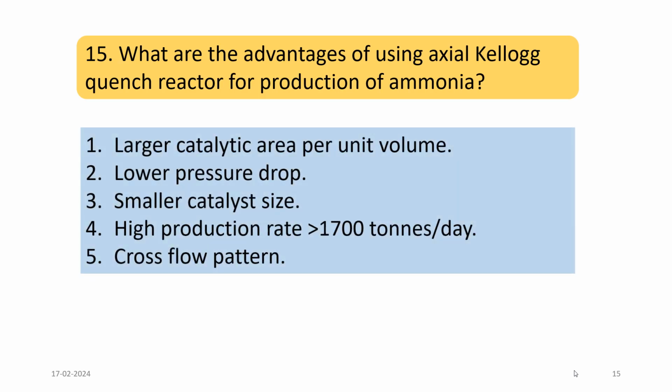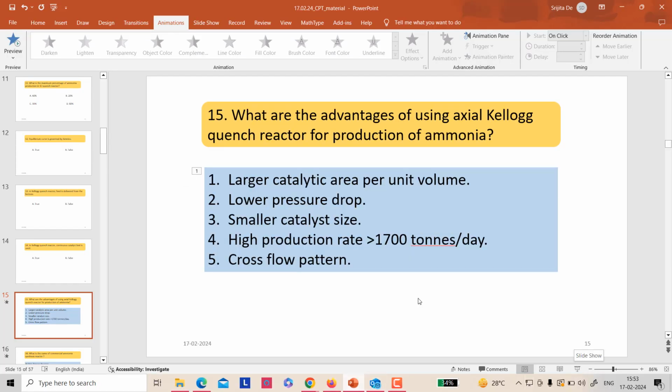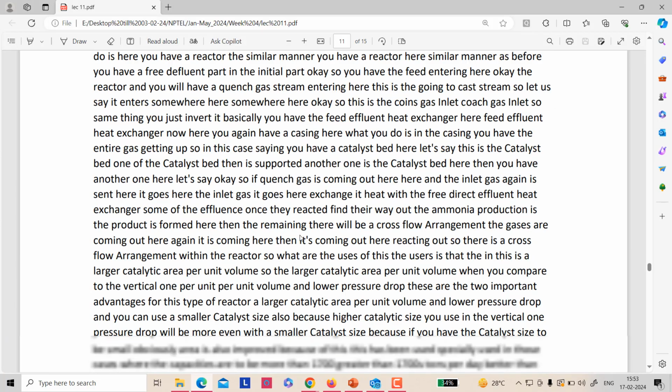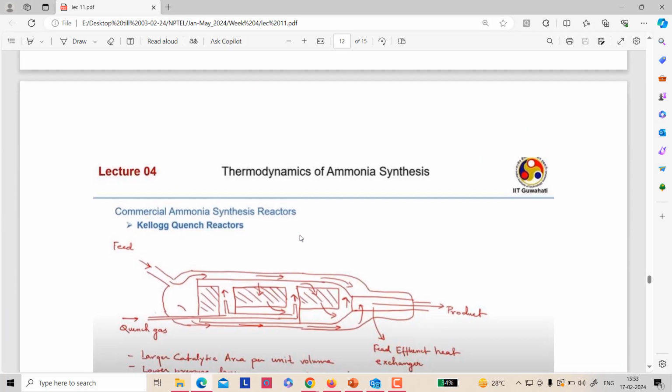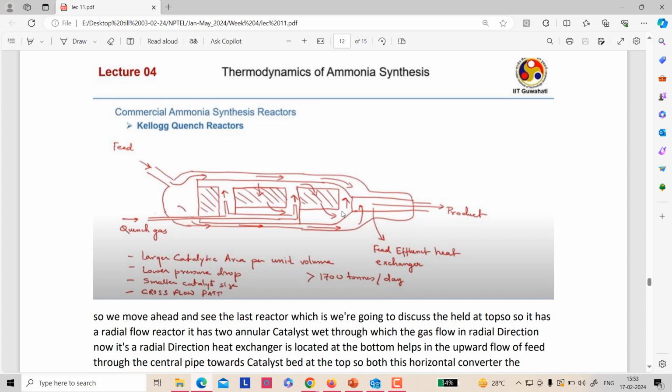So here the answer will be larger catalytic area per unit volume, low pressure drop, smaller catalyst size, higher production rate, and cross flow pattern. If I show you the diagram, then that will be more clear. So here you can see that the catalyst sizes are small, so that is why it gives a larger surface to volume ratio.